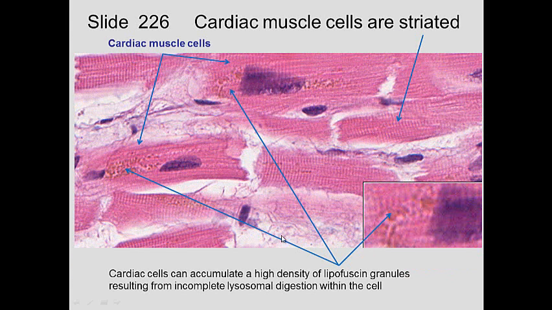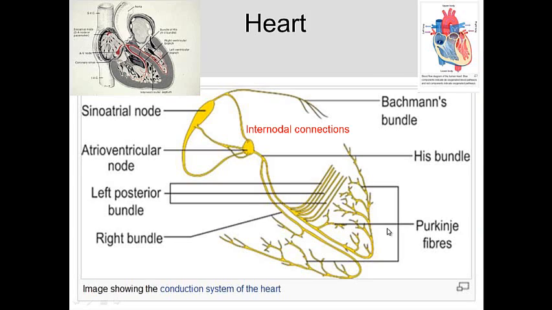Also, muscle accumulates lipofuscin. So undigested parts of cells can accumulate in old muscle. These are muscle cells in through here. This is a yellow pigment that we see, a golden pigment. Not everything yellow is gold. This is lipofuscin, which is an aging pigment.